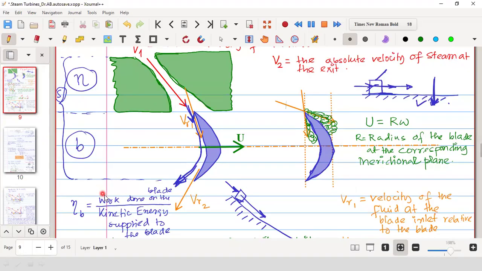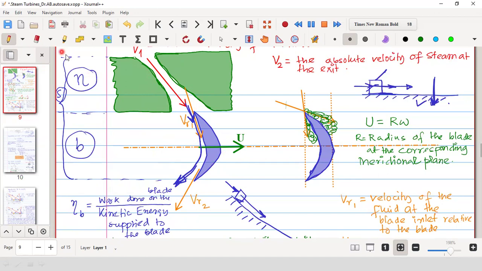So here, work done on the blade, and out of what? Out of the kinetic energy that was available in the steam, part of that is converted to the work on the blade. That means the blade is gaining kinetic energy and it is rotating. So that is the blade efficiency.